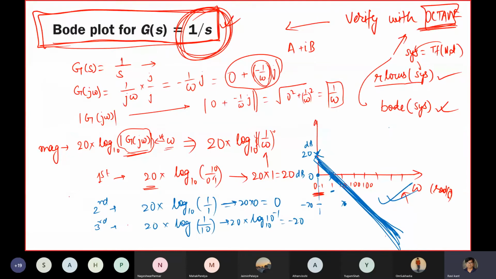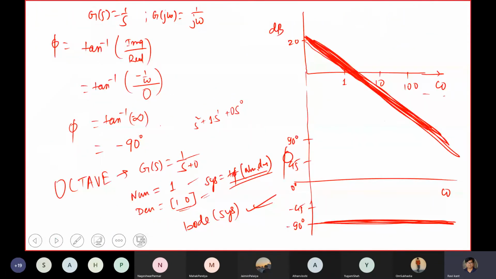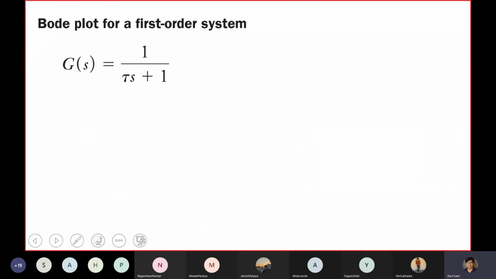We looked at the 1 upon s Bode plot and it looked something like this, and the magnitude looked something like this, and the phase lag turns out to be this much. We have also seen things on Octave Online and validated it. Today we will talk about the generic first order system Bode plot.